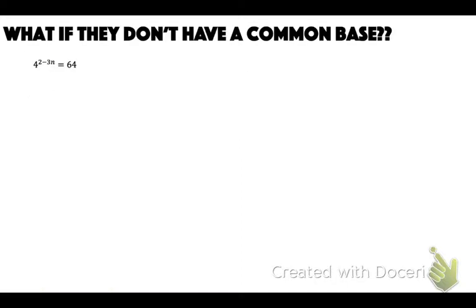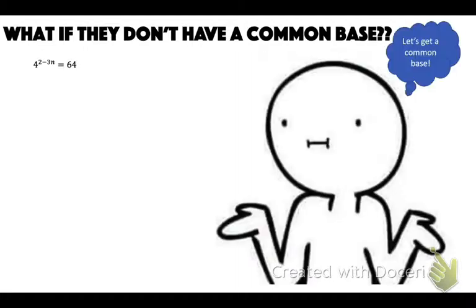Okay. Now what if they don't have a common base? So we have 4 to the 2 minus 3n equals 64. If they don't have a common base, but it is possible to get a common base, let's do that. So let's get a common base here. Now, 4 to the 3rd power is 64, and I just checked it. So I said okay, well, 4 squared equals 16, and you could just use your calculator, and then 4 cubed equals 64. Bingo, that's what we wanted, and I was using 4 since that had a base of 4.